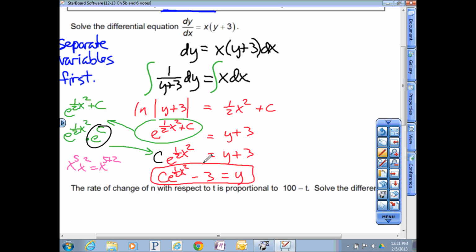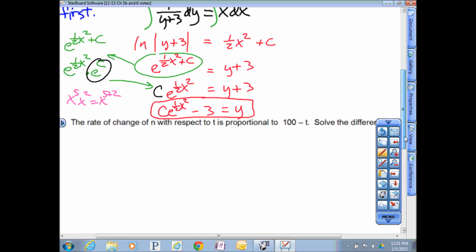So there's your first solved differential equation. And get used to this green stuff right here where we do this little trick, because that is not the last time you'll see it. You'll see it quite often, actually.